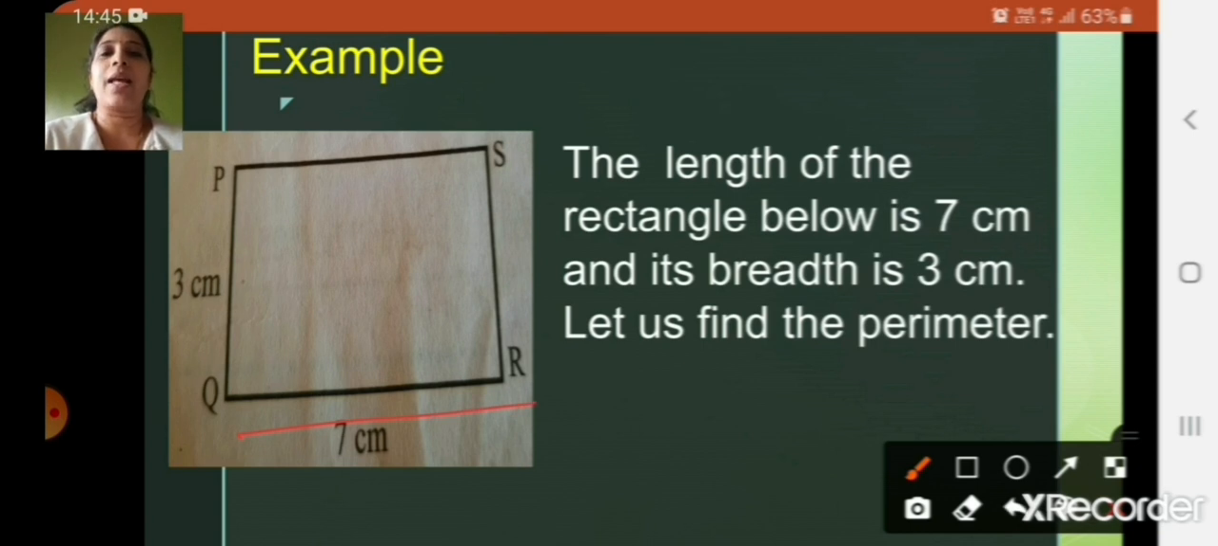Now since in a rectangle opposite sides are equal, PS, which is the length, is also 7 centimeter, right? Now its breadth is 3 centimeter. So breadth is your PQ, right? So PQ is 3 centimeter. So again opposite sides are equal, so SR is also your breadth. So that also you will write as 3 centimeter, right? Now we will find out the perimeter.